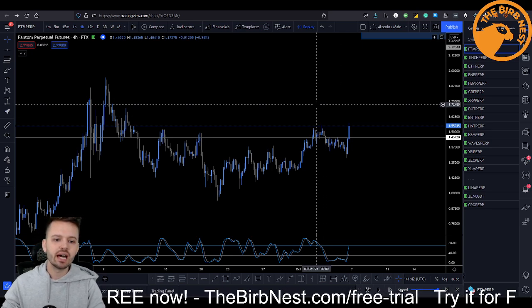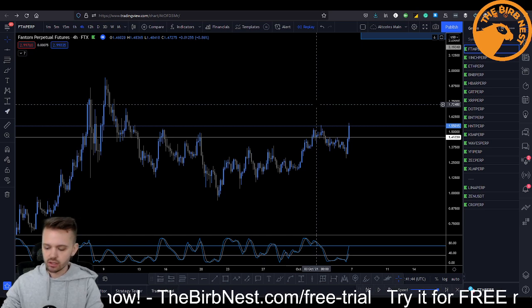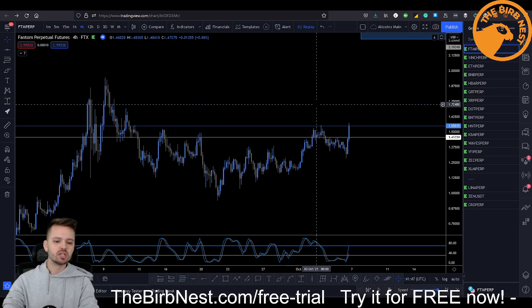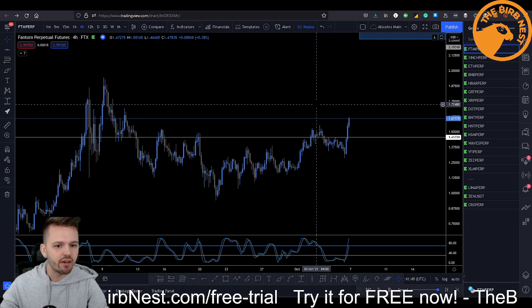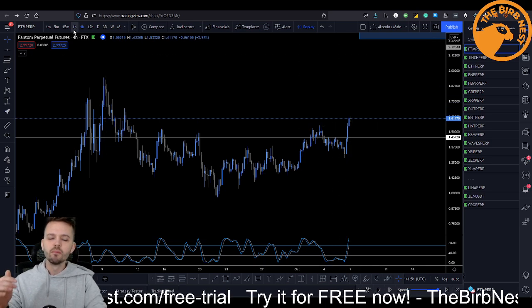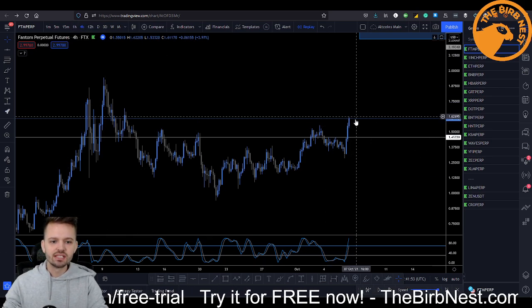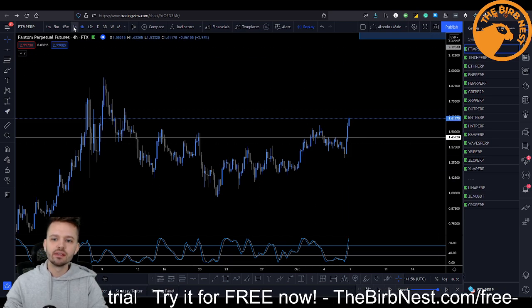breakout. And what we want to see now is a 4-hour opening and closing. So one more candle opening and closing above would definitely confirm this. And there you have it. That's the open and close. Now, you might not think that this is a good entry, so you might want to look at entering lower.